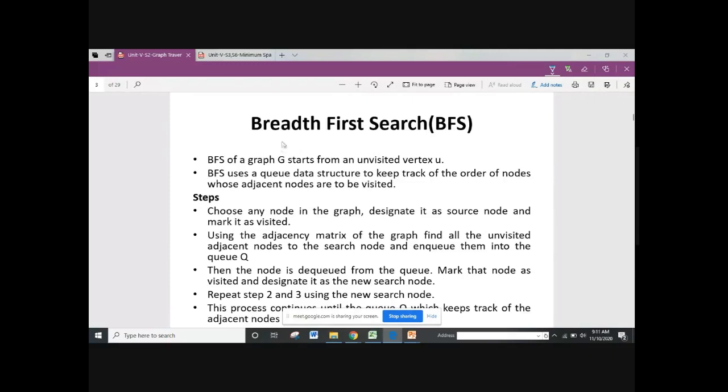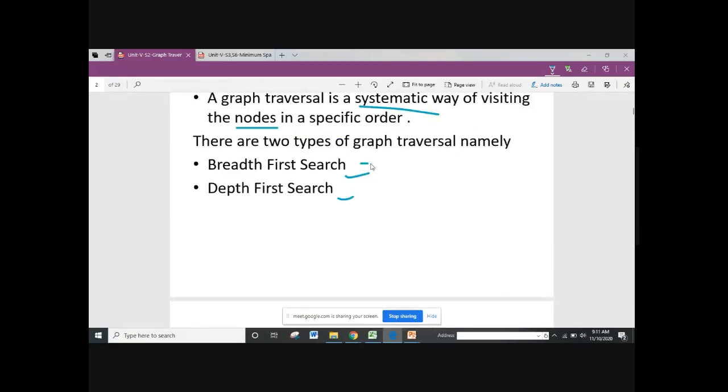But this is different. Keep it in mind that breadth first search always uses a queue concept, and depth first search will be using a stack concept. So this is what we are going to follow. Even if the name is not given directly, they'll give a diagram and ask you to implement the queue concept and find the traversal.